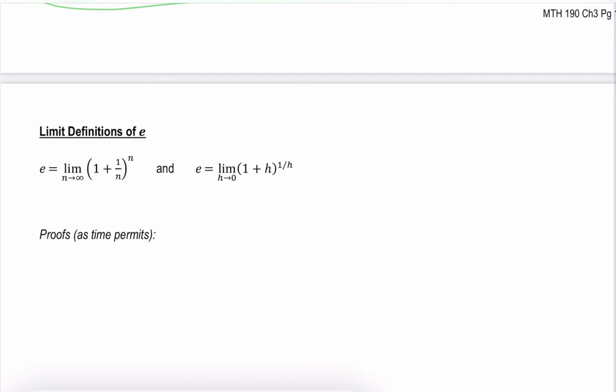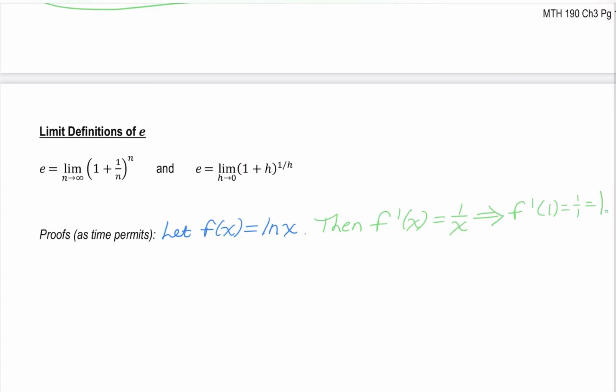All right, so let's take a look at this second one. First, what we're going to start off with is, let f of x equal natural log of x. So we've been working a lot with natural log of x. Now, it's certainly true that f prime of x is going to be 1 over x. And that would certainly imply that f prime of 1 would equal 1 over 1. So f prime of 1 is obviously equal to 1.